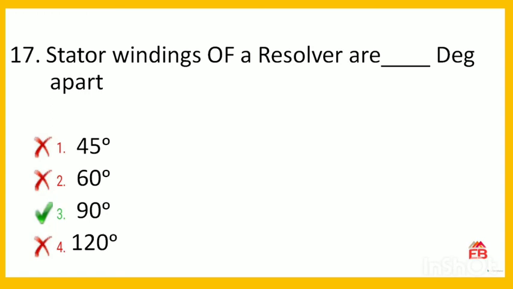Next one is, stator windings of a resolver are dash degrees apart. This question we have already discussed. As the resolver has 2 secondary windings, the phase difference between the secondary windings will be 90 degrees. So option 3 is correct.